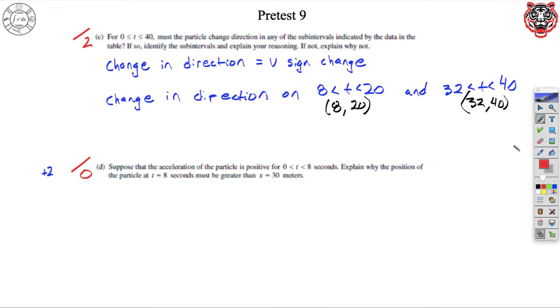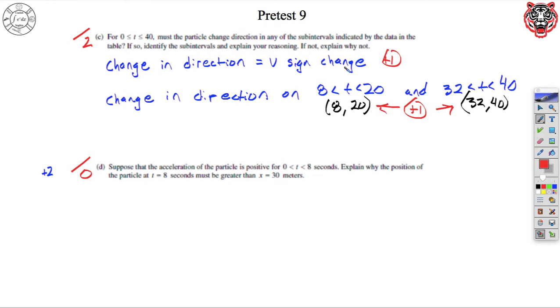So I'll show you how to score this. If you have both these intervals, it's +1. And if you have an explanation, something like change in direction is a V sign change, that's another +1. Mr. Sandal, I said because the velocity changes from positive to negative. Yeah, exactly, that's a sign change. That's your explanation. I just totally guessed on this one. But that's the whole idea of a min and a max, that the velocity changes.